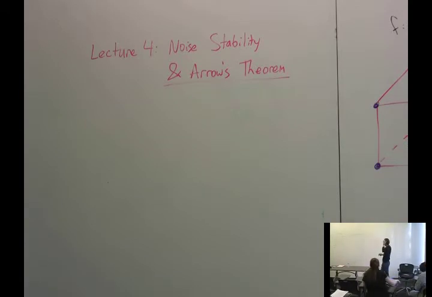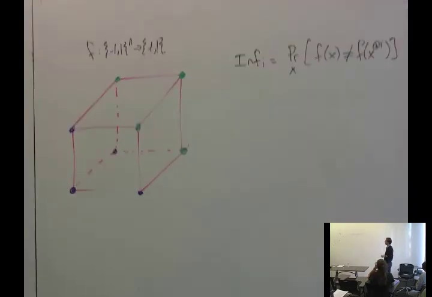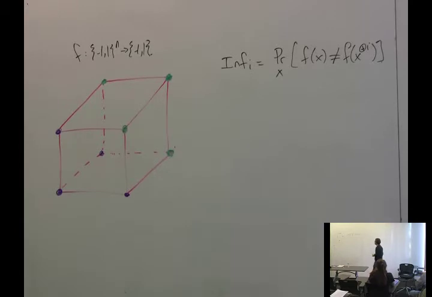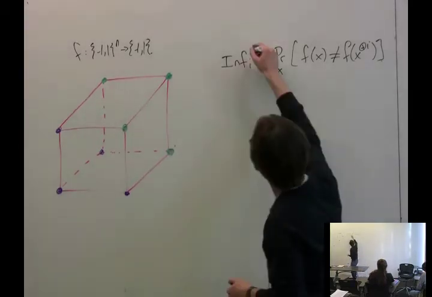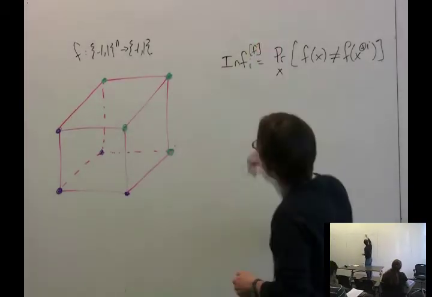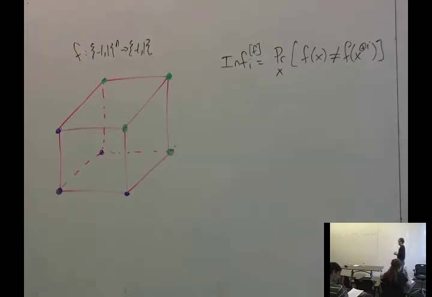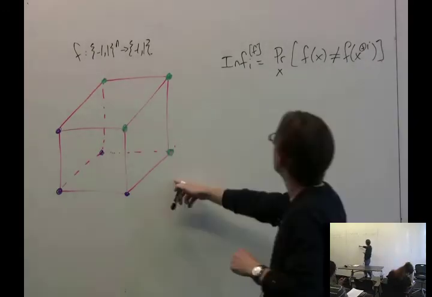But I actually want to go over a little bit more influences and total influences and say a few words that I didn't get a chance to say at the end of last lecture. So let me remind you a little bit about influences. And I want to describe how you can think of them also in terms of the geometry of the hypercube. So there's the hypercube in 3 dimensions.